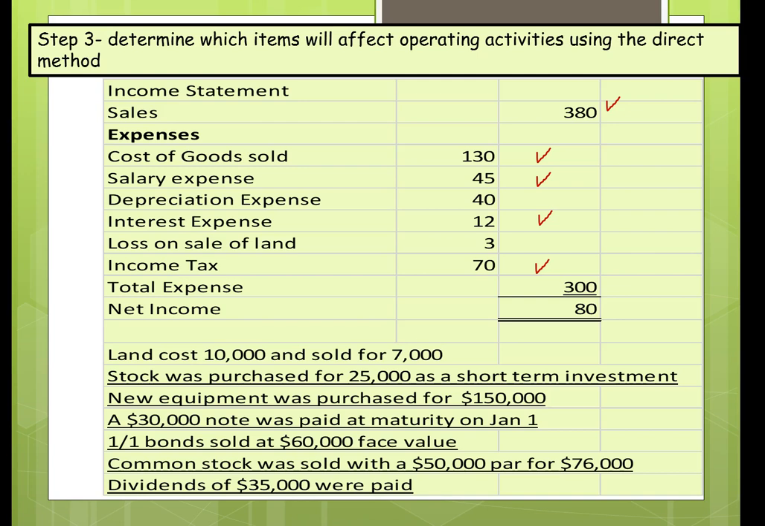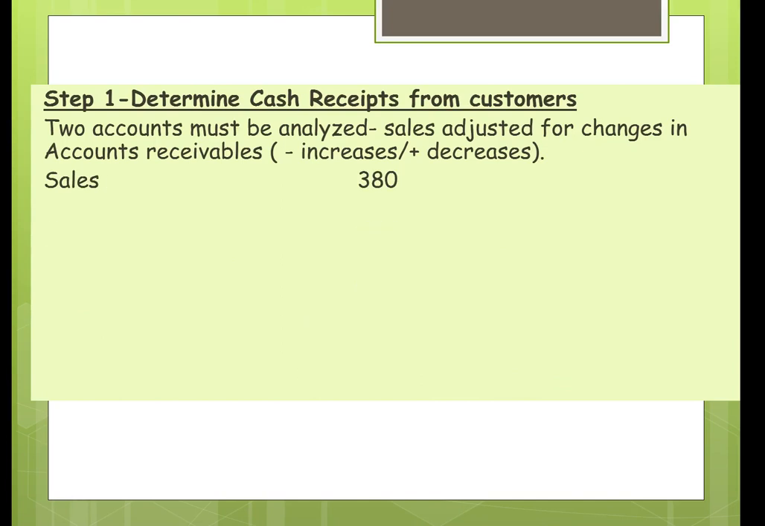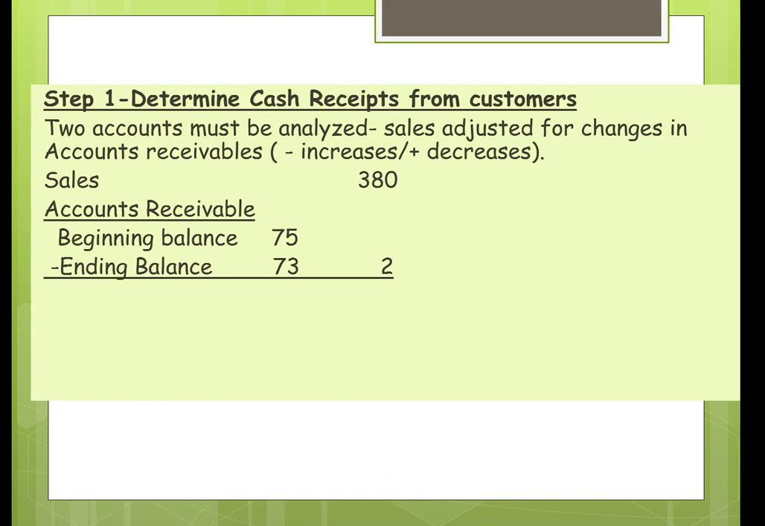Now we can do our cash flow from operations, direct method. First we're going to look at the cash receipts from customers. Again, we're going to subtract out any increases, because that means we receive less cash than sales, and we're going to add on any decreases. So in our case, we had a beginning of 75, we ended up with 73, which means we collected an additional 2,000 in cash along with the 380,000.